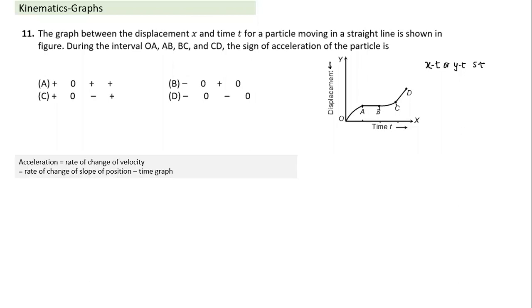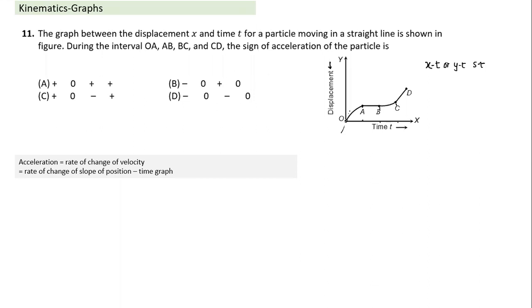What is acceleration? It's the rate of change of velocity. And what is velocity? Velocity is slope. So if I look at what is acceleration, rate of change of slope of position time graph. Rate of change of position, rate of change of slope. So what does it mean here? See, if I look at this point here, what is the velocity at O? To find velocity at O, I draw a tangent like this.